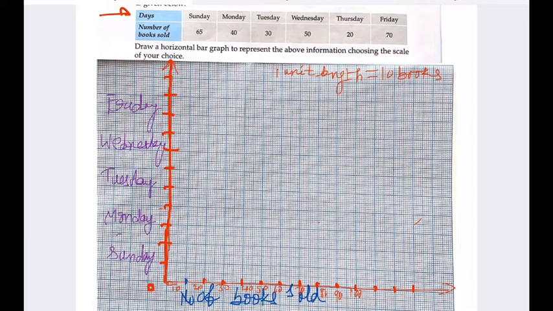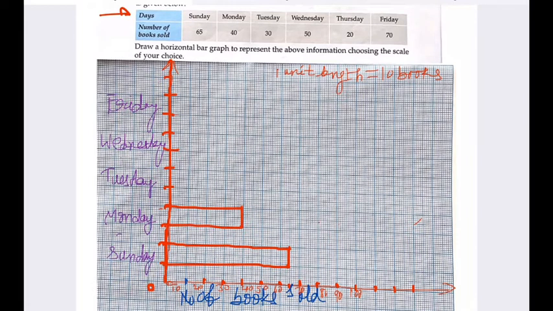Fine. Now you can see on Sunday 65 books are sold. So this is your 60. In the middle of it, here it will be 65. So you can make the dots here for the 65 and join the line accordingly. Fine. So this is your 65. Fine. So it will come till here. Fine. Now next, for Monday you have 40. So where is 40? This point is for 40. Fine. So you can join it here.